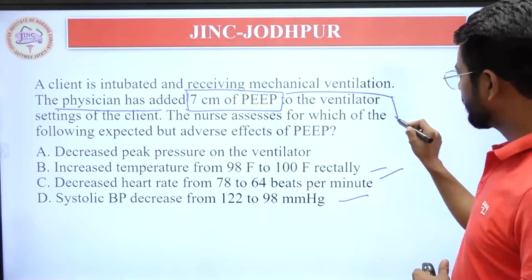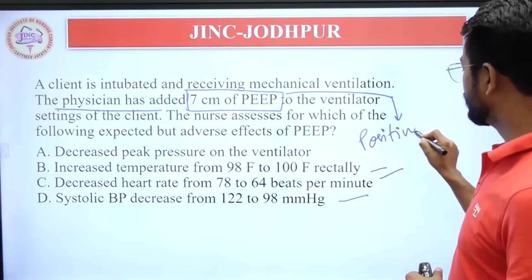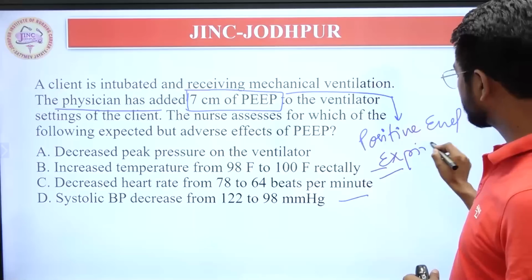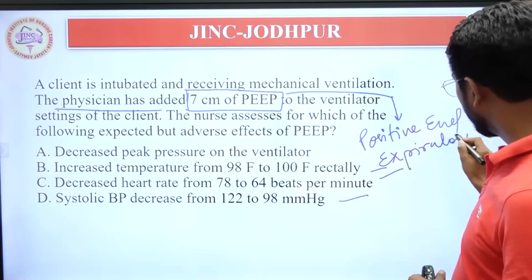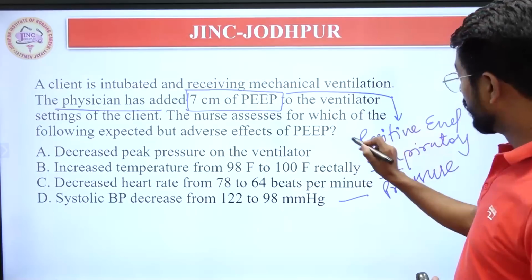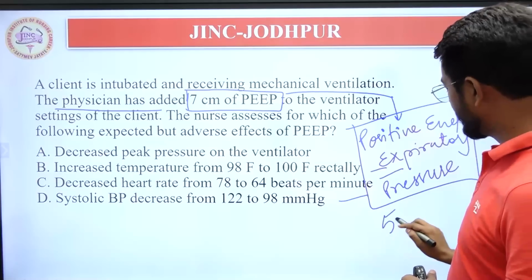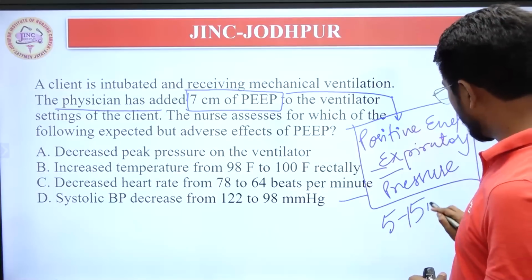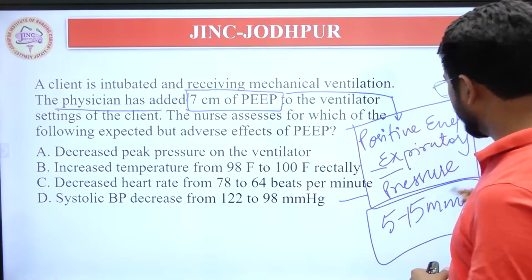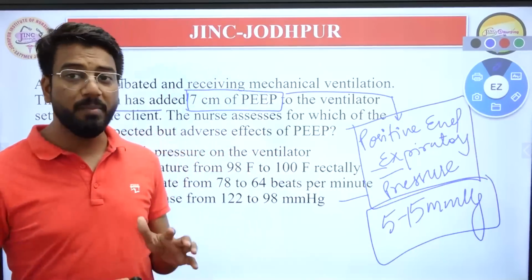So first thing, what is PEEP? PEEP is the positive end expiratory pressure, and it should be from 5 to 15 mm of Hg. It should not be less than 5 and should not be more than 15, in between 5 to 15 mm of Hg.